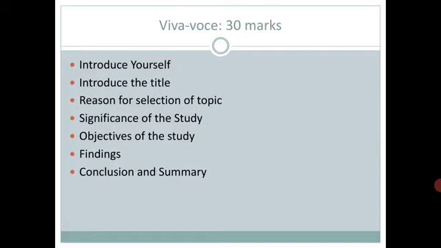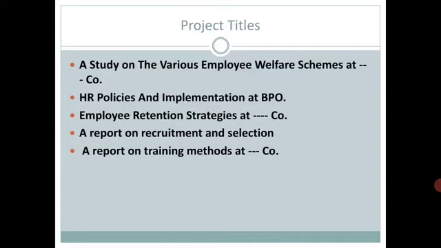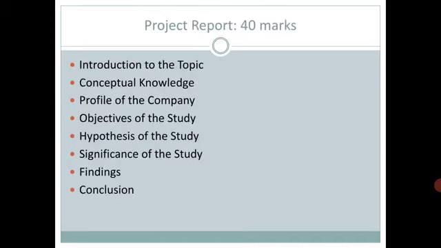Okay, so in today's lecture we will be focusing on project report and viva voce. In the last lecture we have gone through project report. A brief review of what is project report. Whenever we consider project report, the weightage for project report is 40 marks.